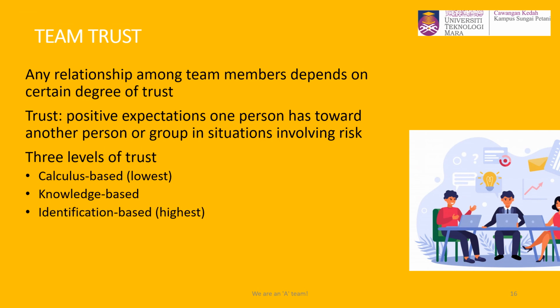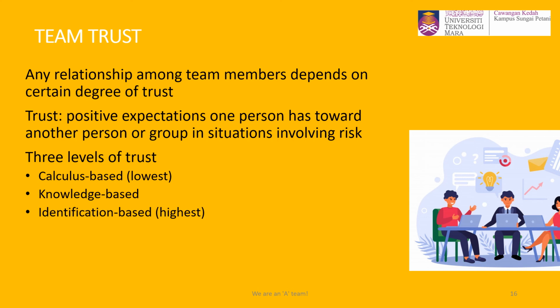Next, let's talk about team trust. What is team trust? Any relationship among team members depends on a certain degree of trust. Trust is a positive expectation one person has towards another person or group in situations involving risk. There are three levels of trust. Number one, calculus-based trust. Calculus-based trust is basically the lowest potential trust and is easily broken by a violation of expectation. The next one is knowledge-based trust.